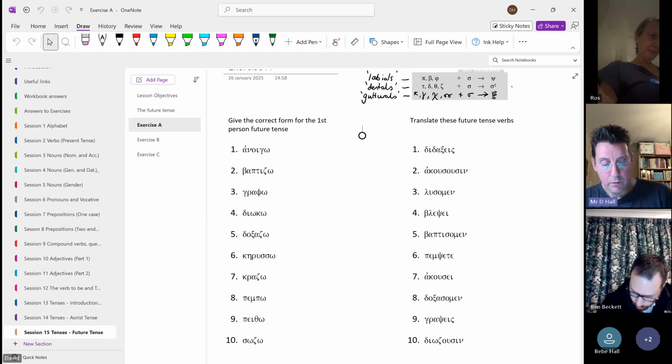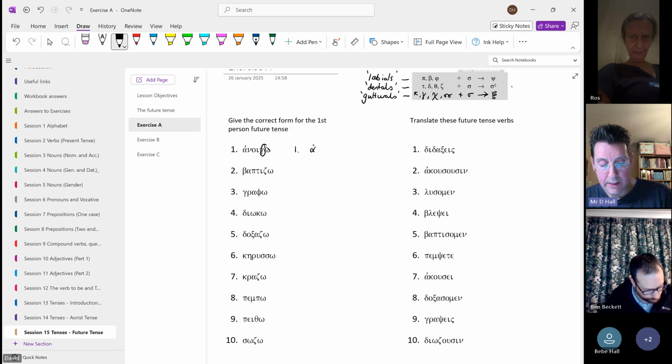So anoigo, so we have a gamma ending in our stem. If we take off the omega, obviously that's the ending, then here we are going to replace it with the added sigma. If we want to do the future tense, then for the future tense, we don't need anything on the front, which we would if we were doing the aorist. Okay, so we're going to change the gamma to xi. So we're going to have anoixo.